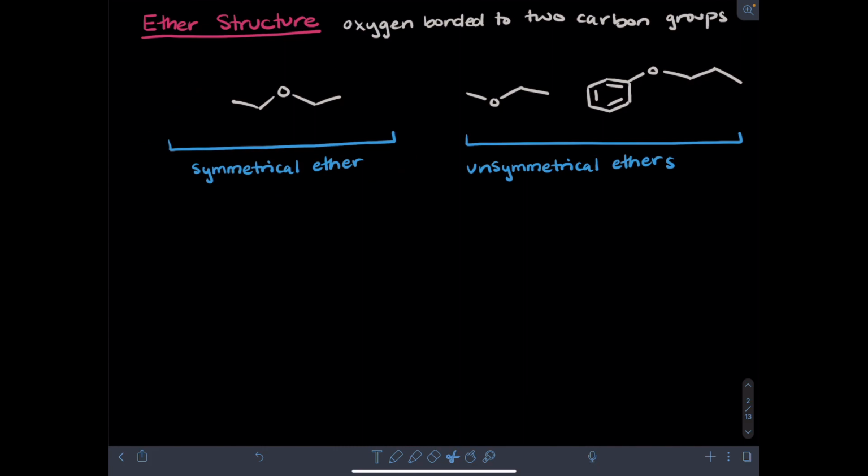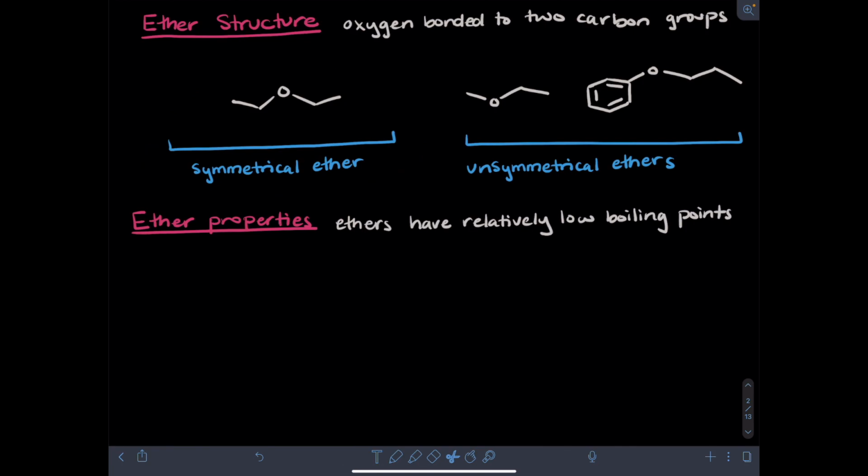Alternatively, ether oxygens can also be attached to two different carbon groups. So on the left, there's one with a methyl and an ethyl substituent. And then furthest to the right, there's an example of an ether with a phenyl and a propyl substituent. Because these ethers contain two different carbon groups, they are classified as unsymmetrical ethers.